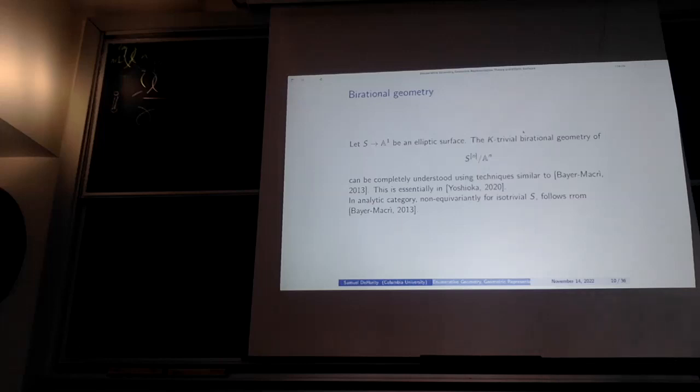There's a whole bunch of work studying the birational geometry of moduli spaces of sheaves on elliptic surfaces. For K3 surfaces, for smooth moduli spaces, it's essentially completely understood. For more general elliptic surfaces, the results that I'm going to describe about their birational chambers are in this paper of Yoshioka. And everything we need from birational geometry, if we're okay working not equivariantly and in the analytic category, entirely follows from these papers of Bayer and Macrì.